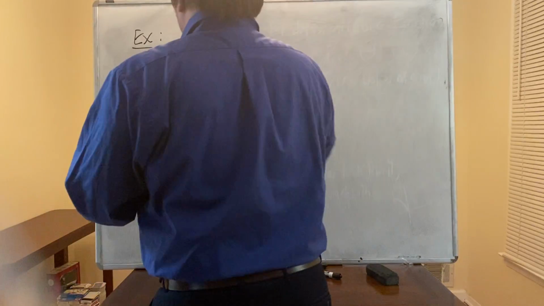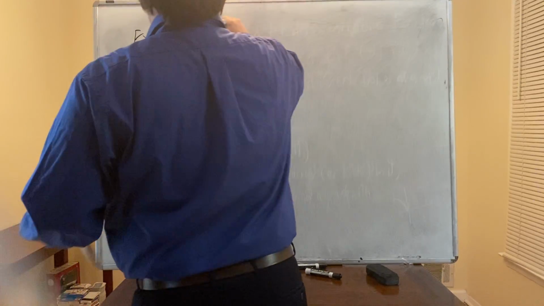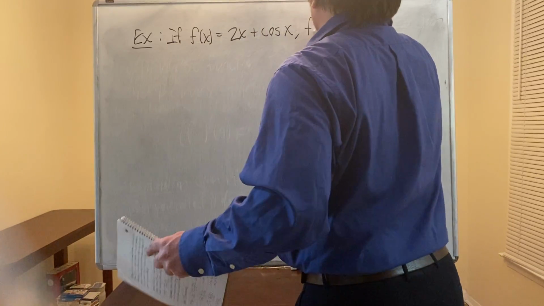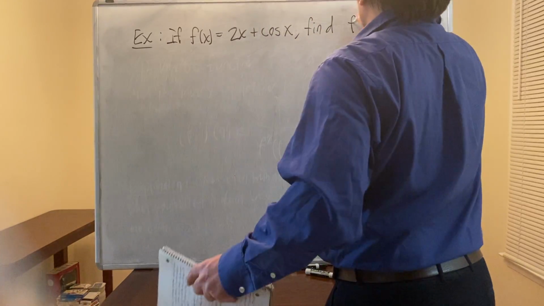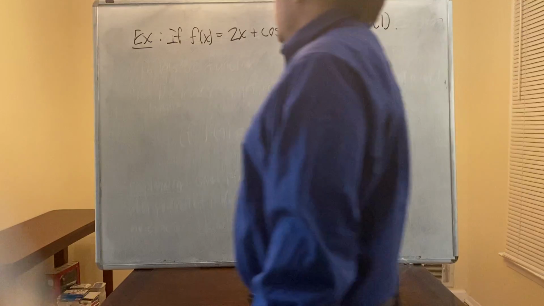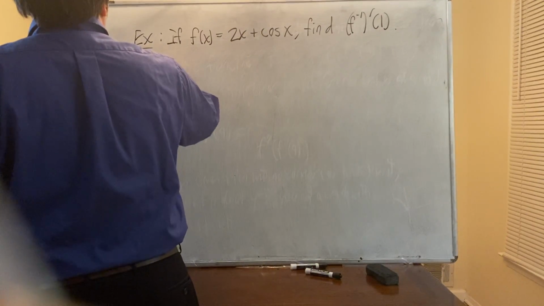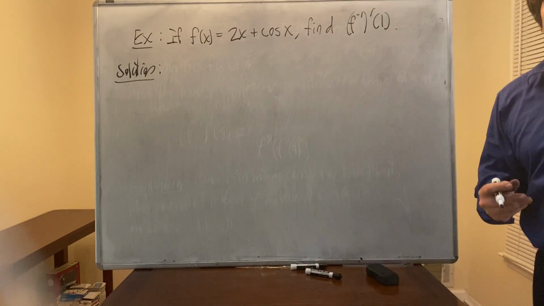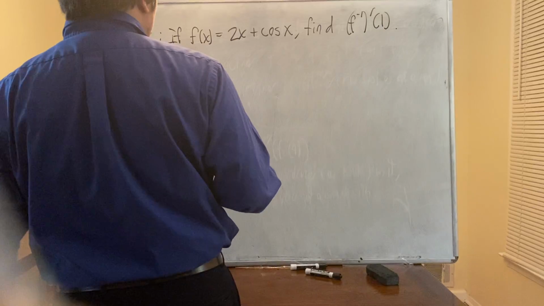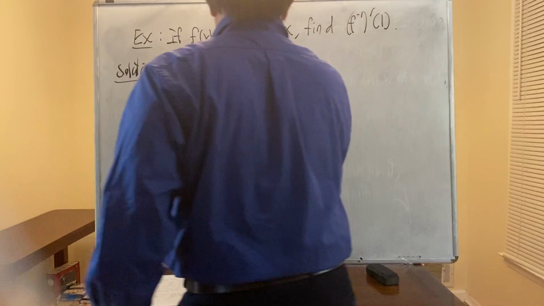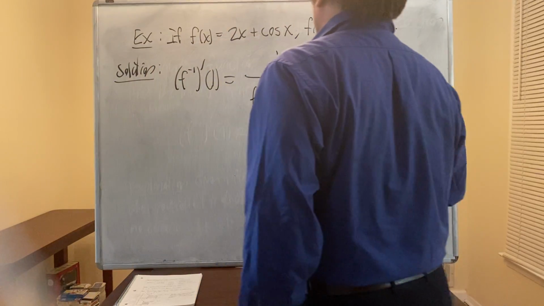So another example. If f of x equals 2x plus cosine x, find f inverse prime of 1. Okay, so solution. Just like other theorems, in this class I won't require you to show all the conditions of a theorem are satisfied to use it. So we're going to use the inverse function theorem here. So f inverse prime of 1 is equal to 1 over f prime of f inverse of 1.